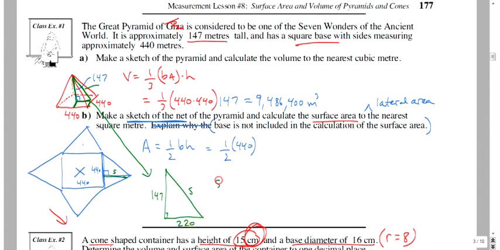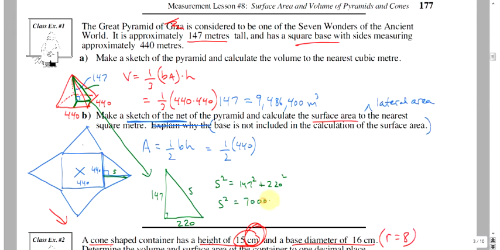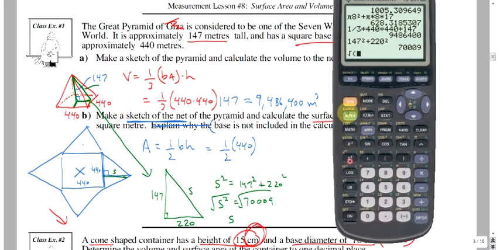Okay. S squared is 147 squared plus 220 squared. So S squared is, what's 147 squared? Well, I'll do it. 147 squared plus 220 squared. Is that 70,009? Okay, so what's S? How do I get S if I know S squared? Square root it. Okay, what's the square root of that?